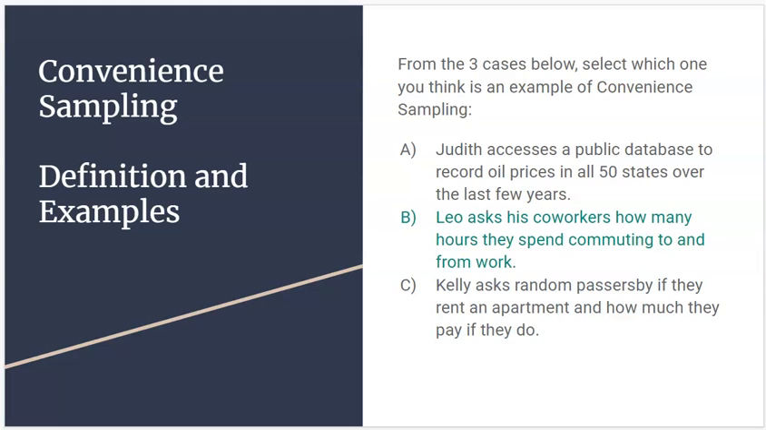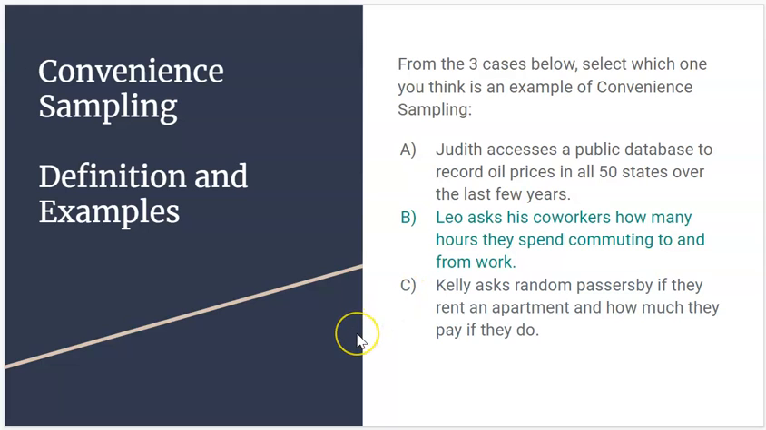All right, and if you picked B, that is the correct answer. Leo works with his coworkers, so of course it would be easy for him to ask how long they spend commuting to and from work. In part A, they're looking at a database and they're compiling data from everywhere, so they're not really looking at a convenience there. And in part C, it's a random passerby, which may be convenient, but it isn't necessarily biased if it's random, which we'll get to later in the lesson.